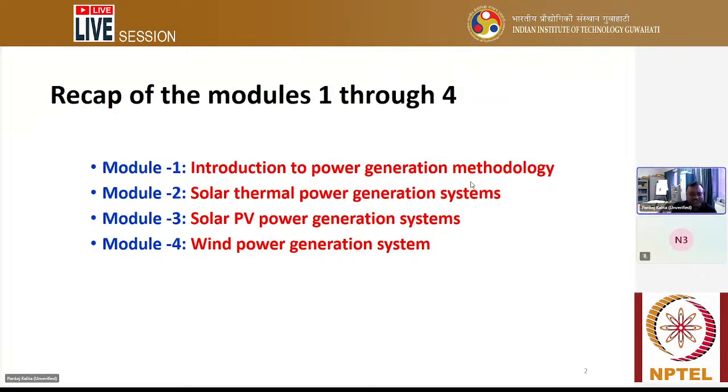In module 3, solar PV power generation systems were discussed, starting with very fundamental components. We have formulated the mechanism of understanding power generation principles through solar PV systems. First, we learned what PV cells are, then what PV modules are, then arrays. How these components can be applied in respective applications.